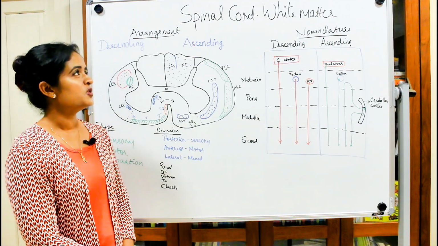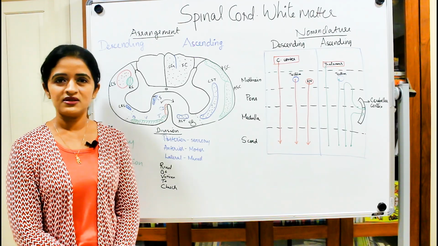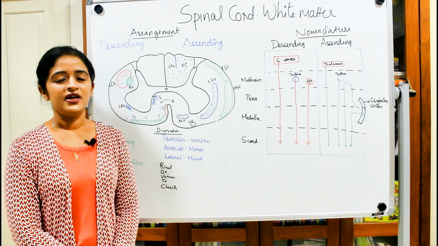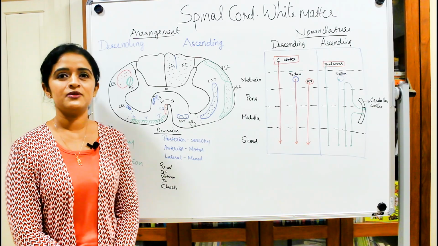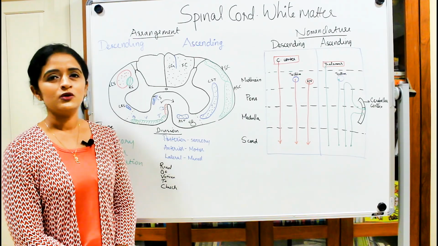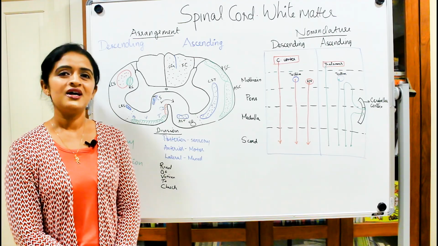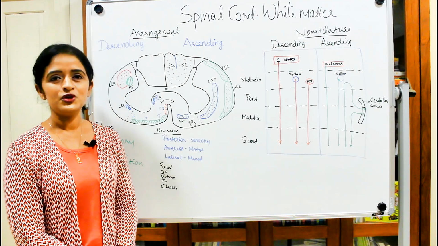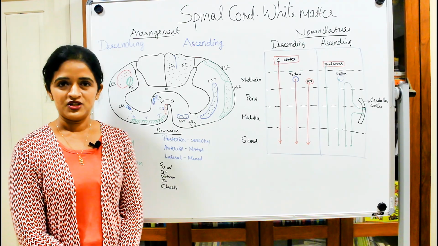In this session, it is actually a continuation of the spinal cord. So till now we have seen the external features of the spinal cord. We have seen the internal features of spinal cord under the heading the grey matter of spinal cord, and this is about the white matter of spinal cord. So those who haven't seen all these sessions, please have a quick look before you see this session. So let's move on to the white matter of spinal cord.